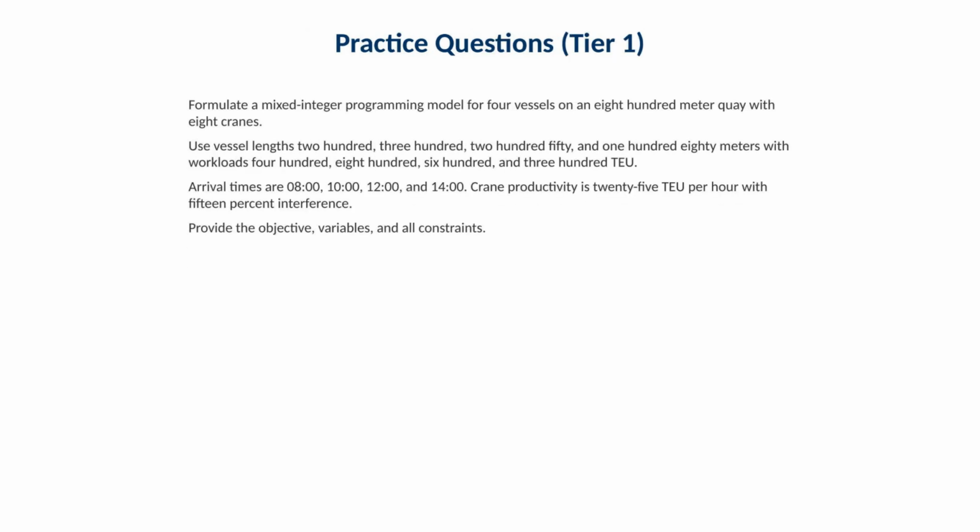This practice question asks you to formulate a mixed integer model for 4 vessels on an 800-meter quay with 8 cranes. You use vessel length 200, 300, 250, and 180 meters with workloads 400, 800, 600, and 300 units. Arrival times are 800, 1000, 1200, and 1400. Crane productivity is 25 units per hour with 15% interference.